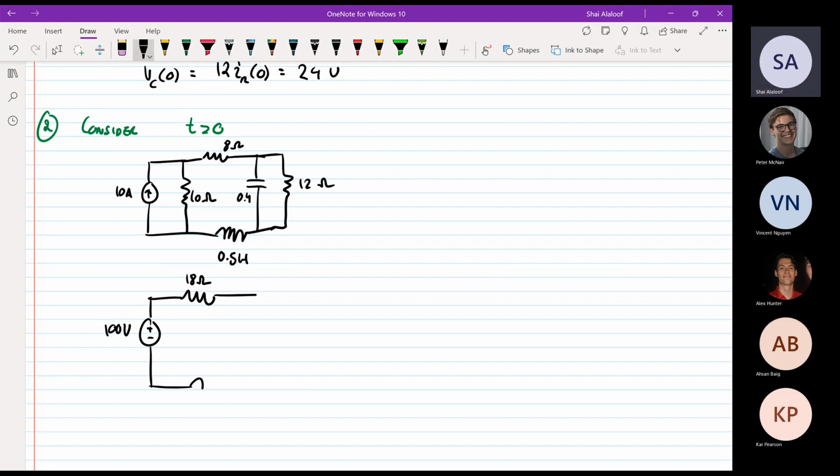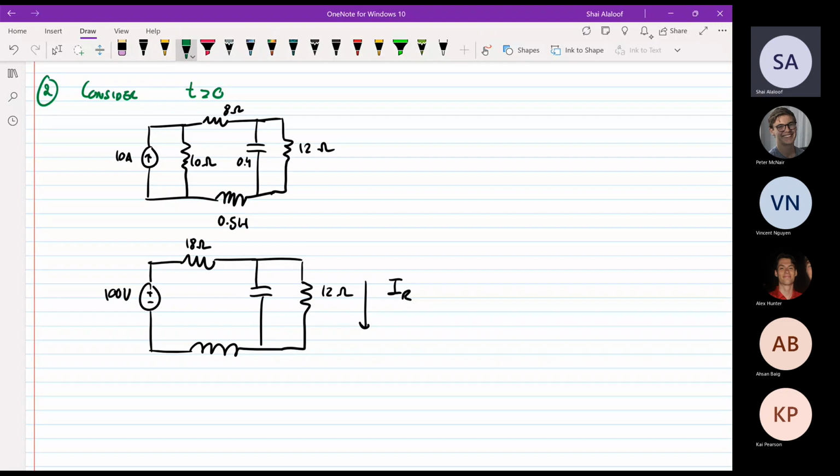Then you've got the inductor, the capacitor, and a 12 ohm in parallel. And this is IR of t. Okay, great. I'm actually going to call it IR with a capital, so that I can avoid writing the t's every single time.